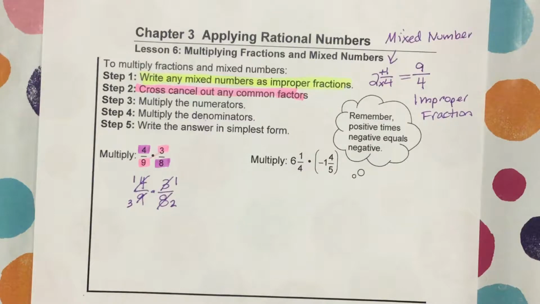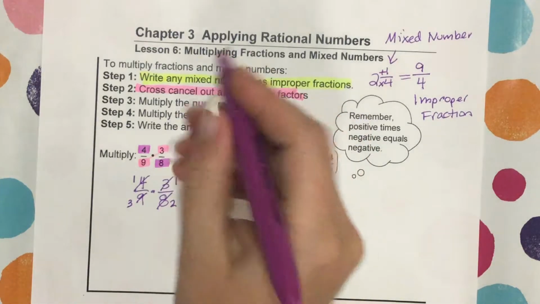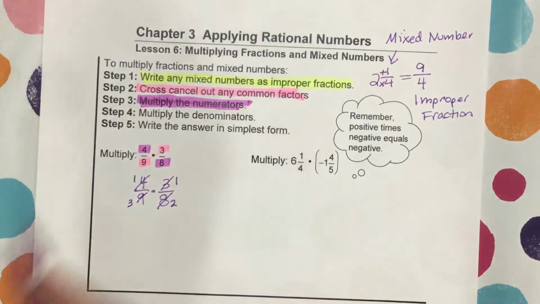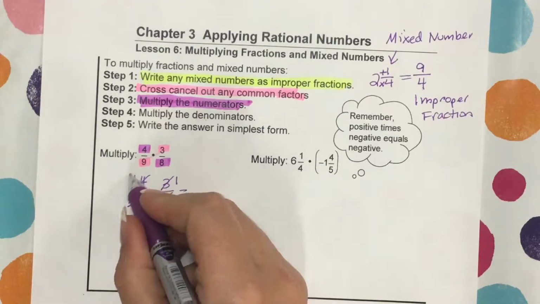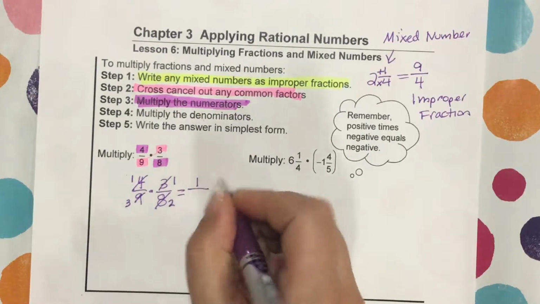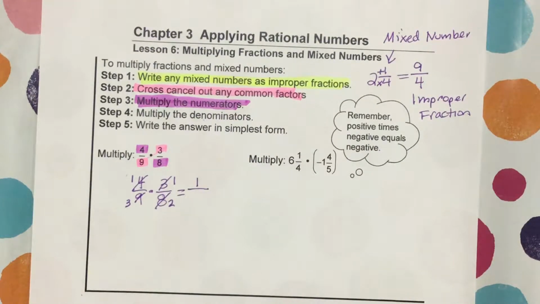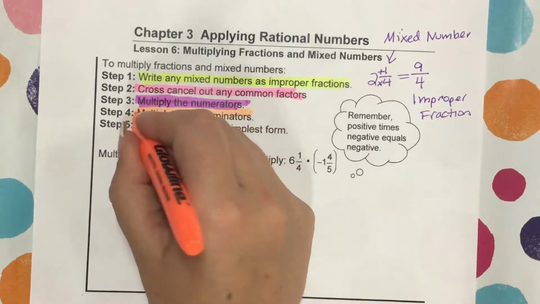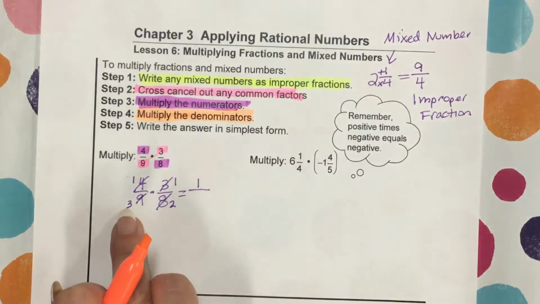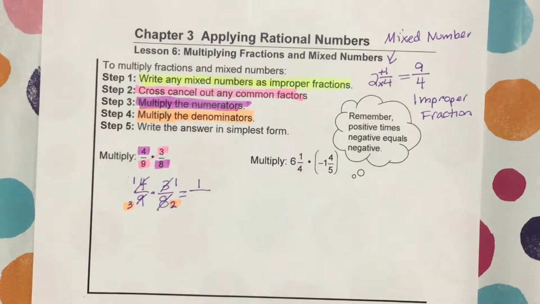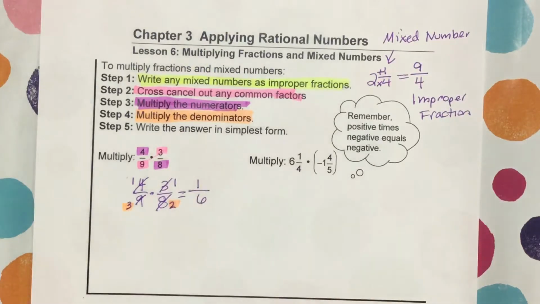Step 3 states that you then multiply the numerators. Remember, those are the numbers on top. At this point, we have a 1 and a 1. So a 1 is in the numerator here, and a 1 is in the numerator there. So 1 times 1 is 1. And then the next step is to multiply the denominators. So we have a 3 and we have a 2. So we're going to go 3 times 2, which is 6.